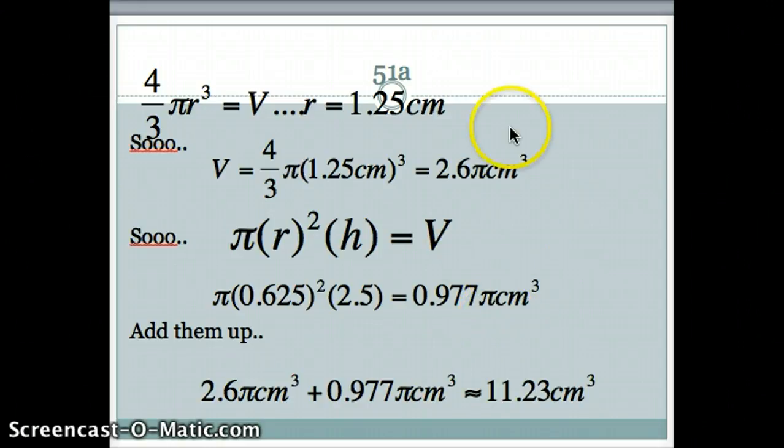So to find the total volume, I added up the volume of the sphere and the volume of the cylinder, and I got approximately 11.23 centimeters cubed.